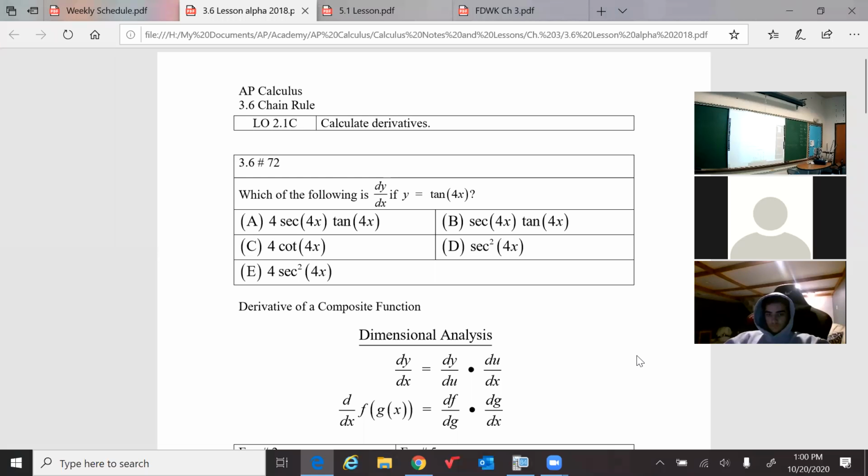And this is 3.6 alpha. So I want you to do this, please. Once you get on your calculator, we're going to start at the end. We're going to start with this question, which is number 72. So the parent graph is y equals the tangent of 4x.